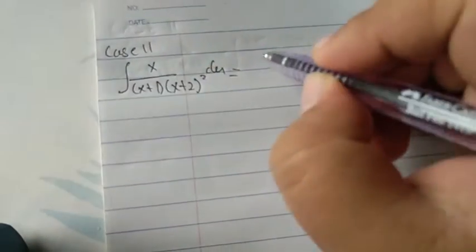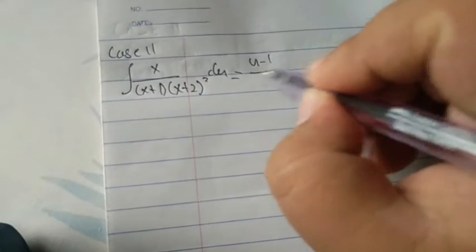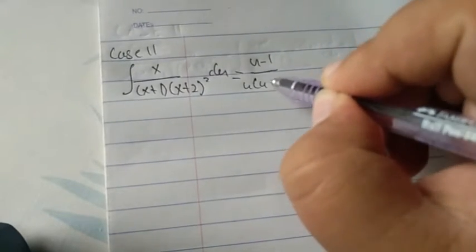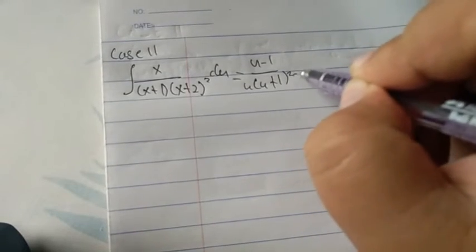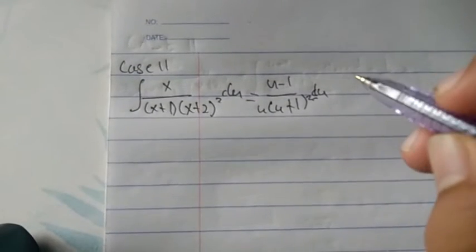So I have case number 2 right here in partial fractions. First we're going to do this part, u minus 1 over u plus 1 squared du. Then we take our partial fraction right there. This will be 1 over u plus 1, plus 2 over u plus 1 squared.